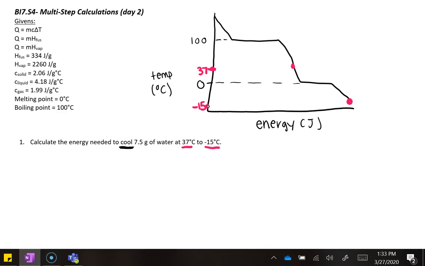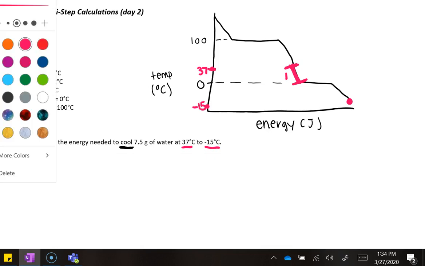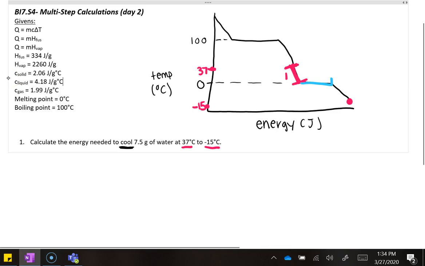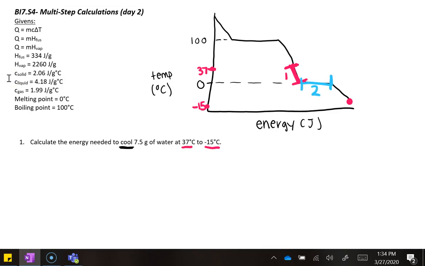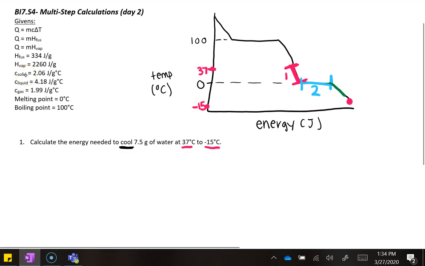Again, the number of segments that we pass through will tell you the number of steps that this problem will be. So I'm going to have this first segment here, which I'm going to call Q1. Next, I'm going to have my plateau. I'm going to call this one Q2. And then lastly, I have another temperature change, another diagonal from here to here. I'm going to call this Q3.